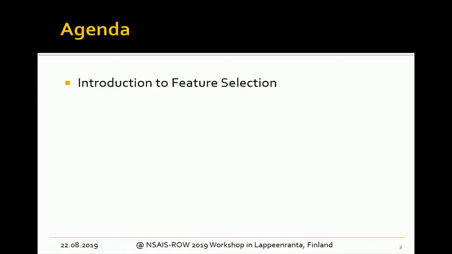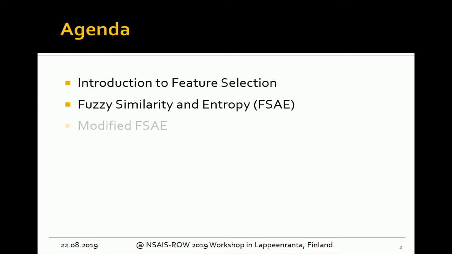First, I will give an introduction to feature selection in general. Then I will go to the fuzzy similarity and entropy feature selection algorithm, FSAE, or as Parsi usually mentions, we should have named it SAFE. Would have been probably easier to remember. Then we will go to which modifications we did to that algorithm in order to improve it.